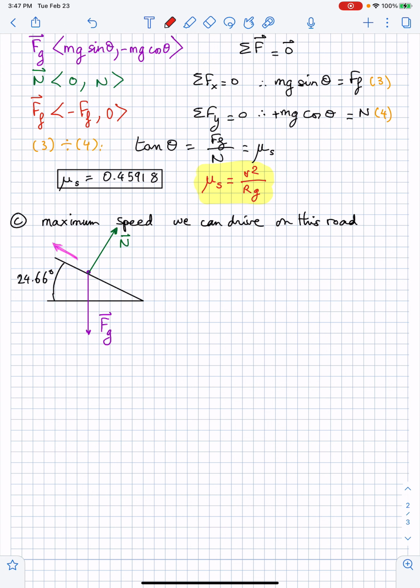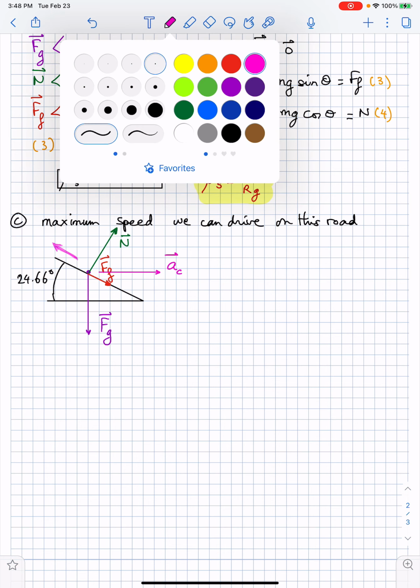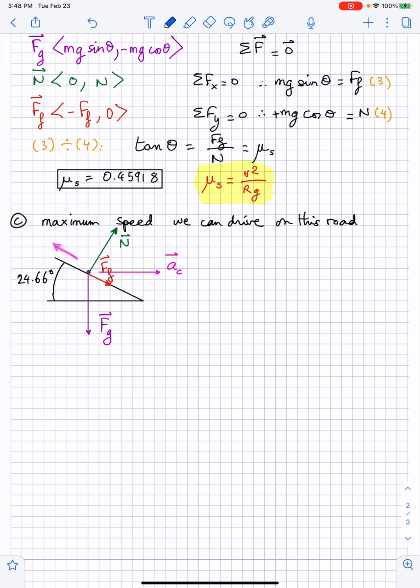So, what does that tell us? Well, that tells us that the force of friction is going to be in this direction right here. The force of friction is going to be this. Okay? And the acceleration is still going to be like this, toward the center. Okay? So, we need to use Newton's second law.